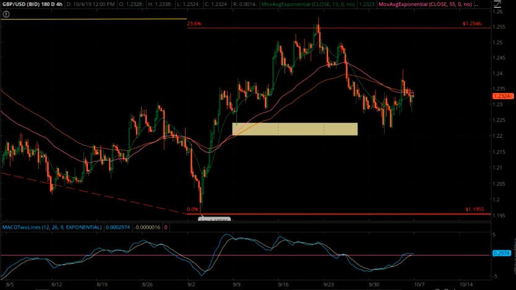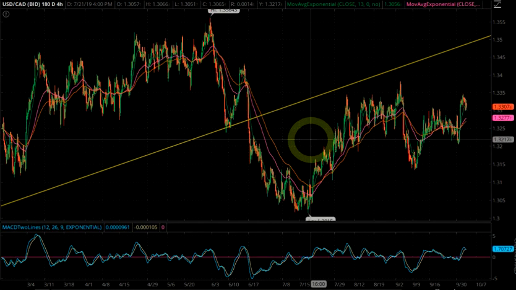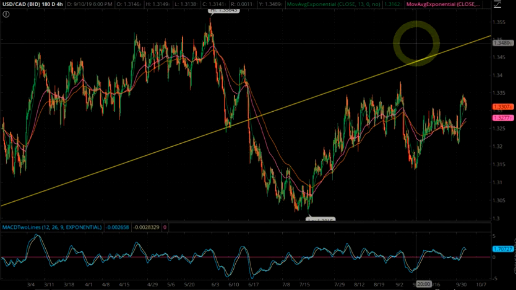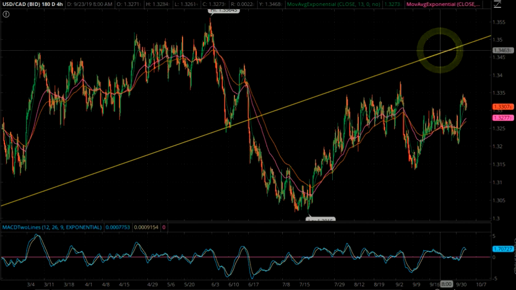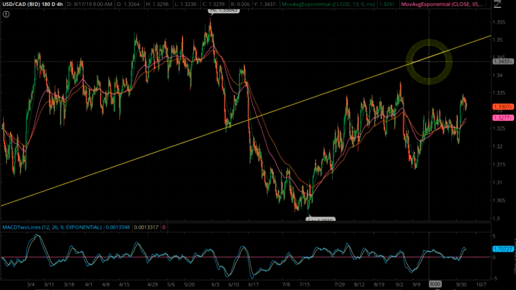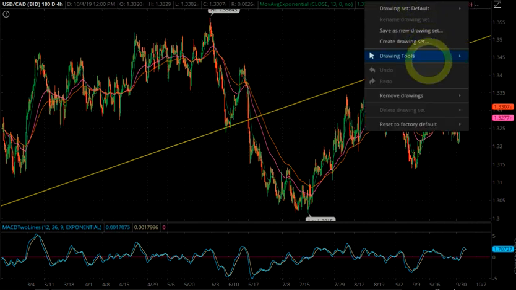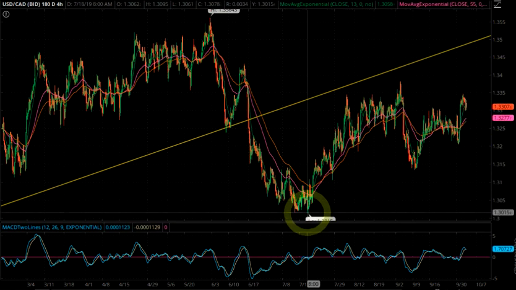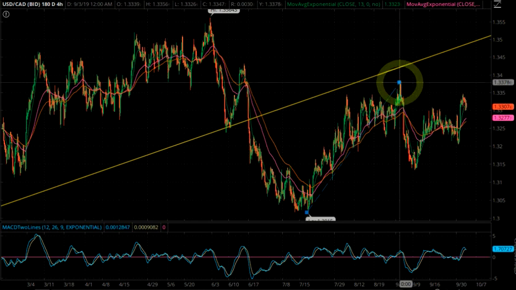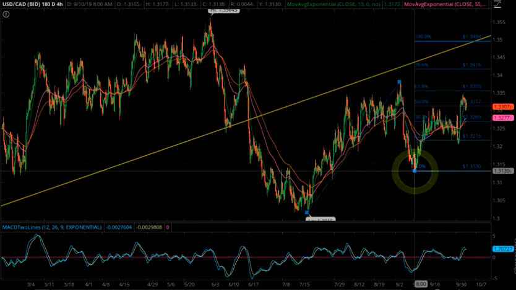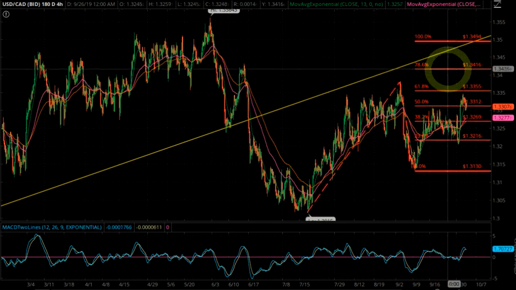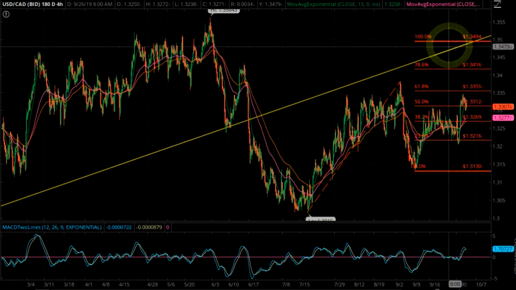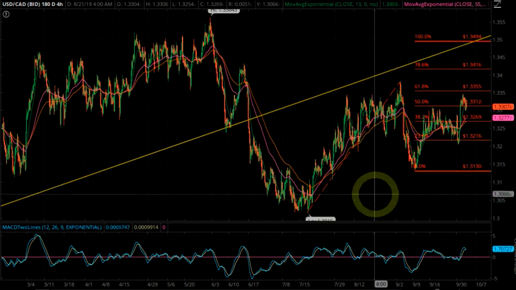Let's see, the Canadian dollar, US dollar, Canadian dollar. I would look for the Canadian dollar to go all the way up into this area around this 1.343, and it looks to me like a retracement at this point. So let's put this in and kind of come down to here, and somewhere in between here and 100, maybe it stops. We'll see.